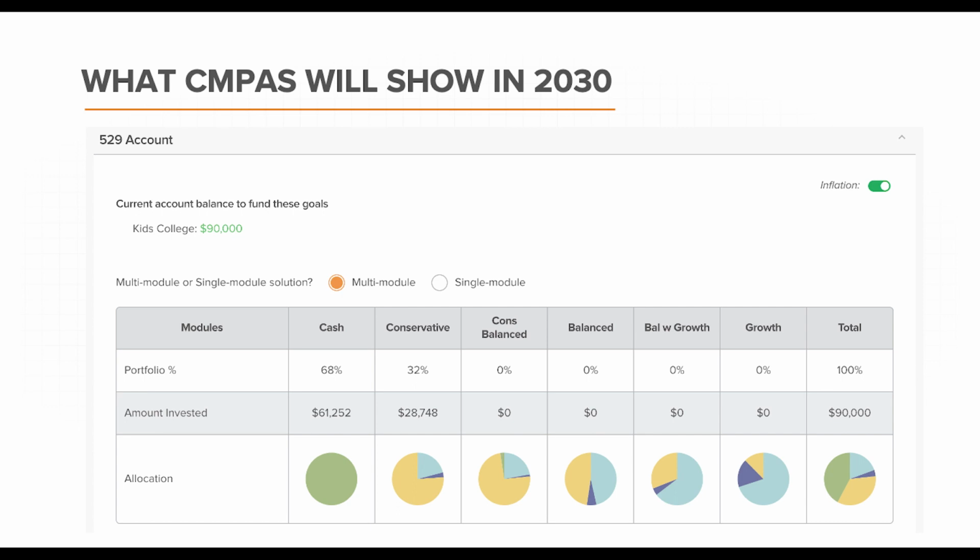Here's what the 529 account will look like in 2030. This is a much better scenario because the goal draws are aligned with when the checks need to be written, and they are not exposed to market movements.